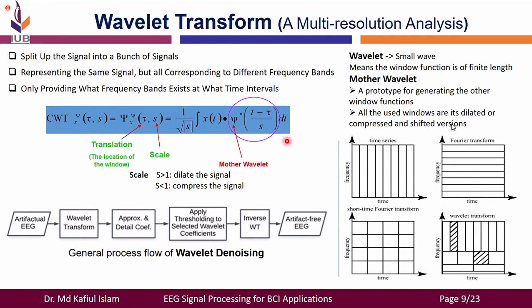What the transform does is give you decomposed signals in different, non-overlapping frequency bands, similar to the EEG rhythms, right? So this is the typical process flow of wavelet denoising. Apply the wavelet transform, and you have the approximate and detailed coefficients. You apply thresholding to selected wavelet coefficients, and then apply the inverse wavelet transform to get the artifact-free EEG.